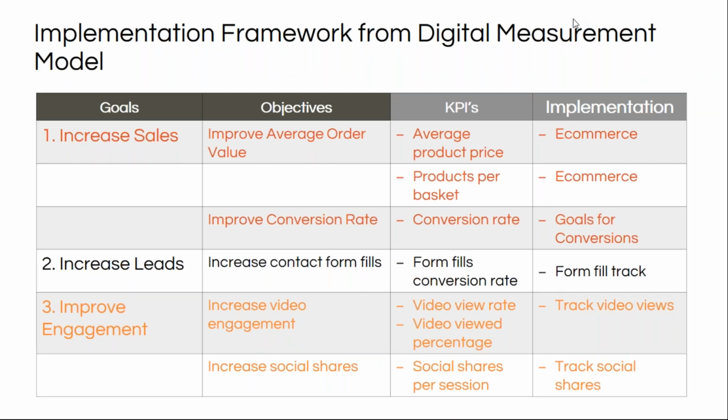Remember, yesterday we spoke about the measurement framework. From the measurement framework, we have extended into an implementation framework. If you look at it, the first goal is to increase sales. The objective is to improve the average order value. The KPI that you need to measure to see if you are meeting that objective is the average product price. The implementation you need to do in order to track this is an e-commerce implementation.